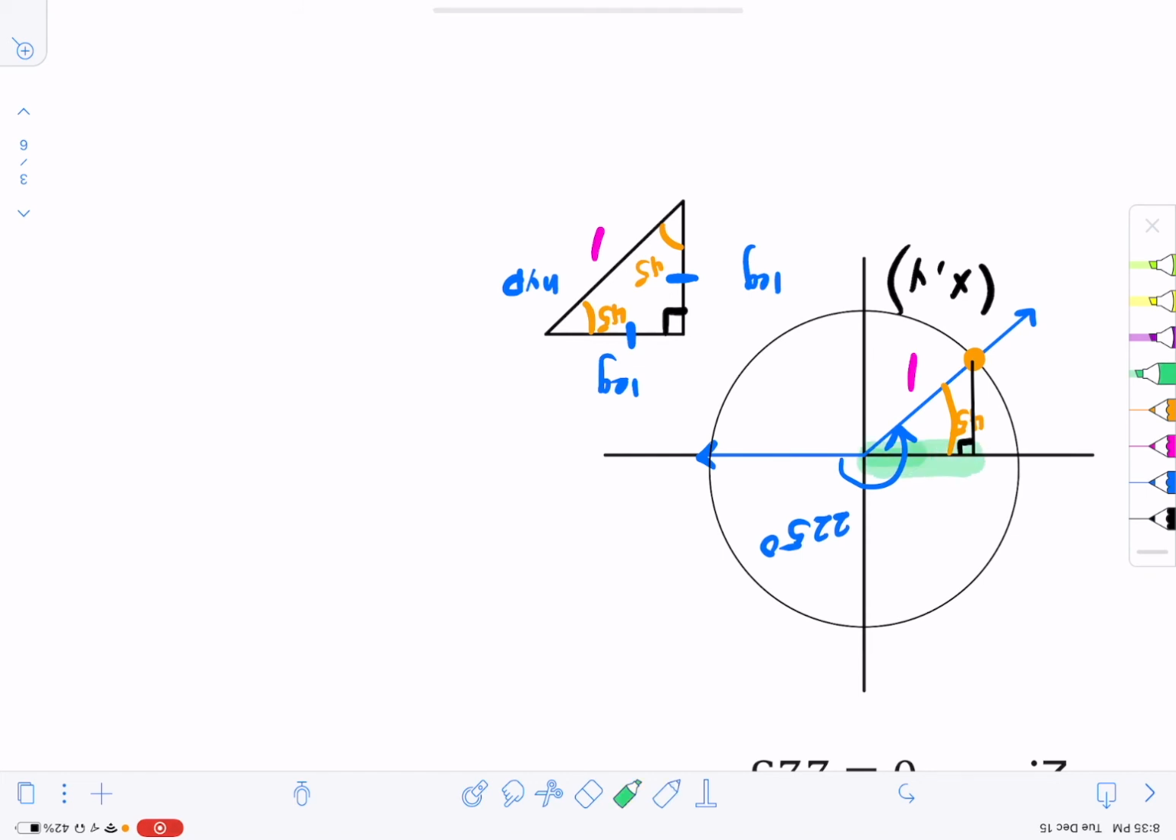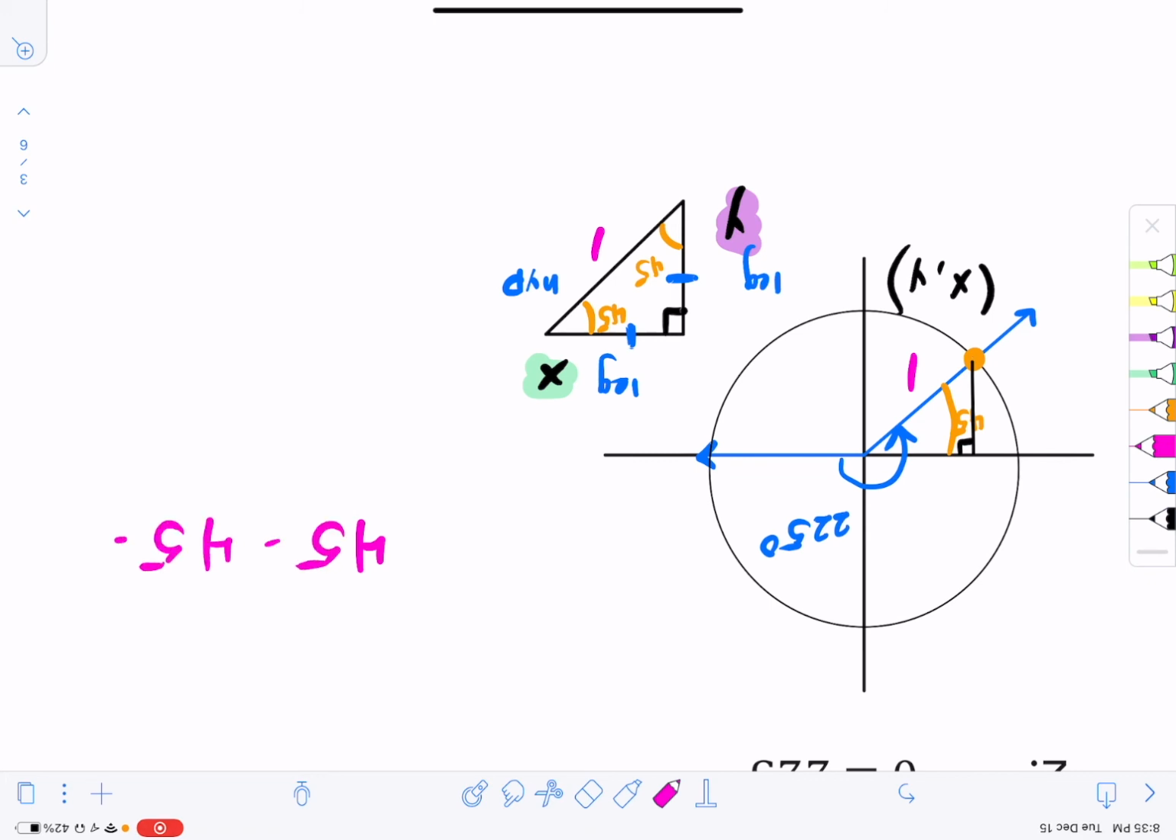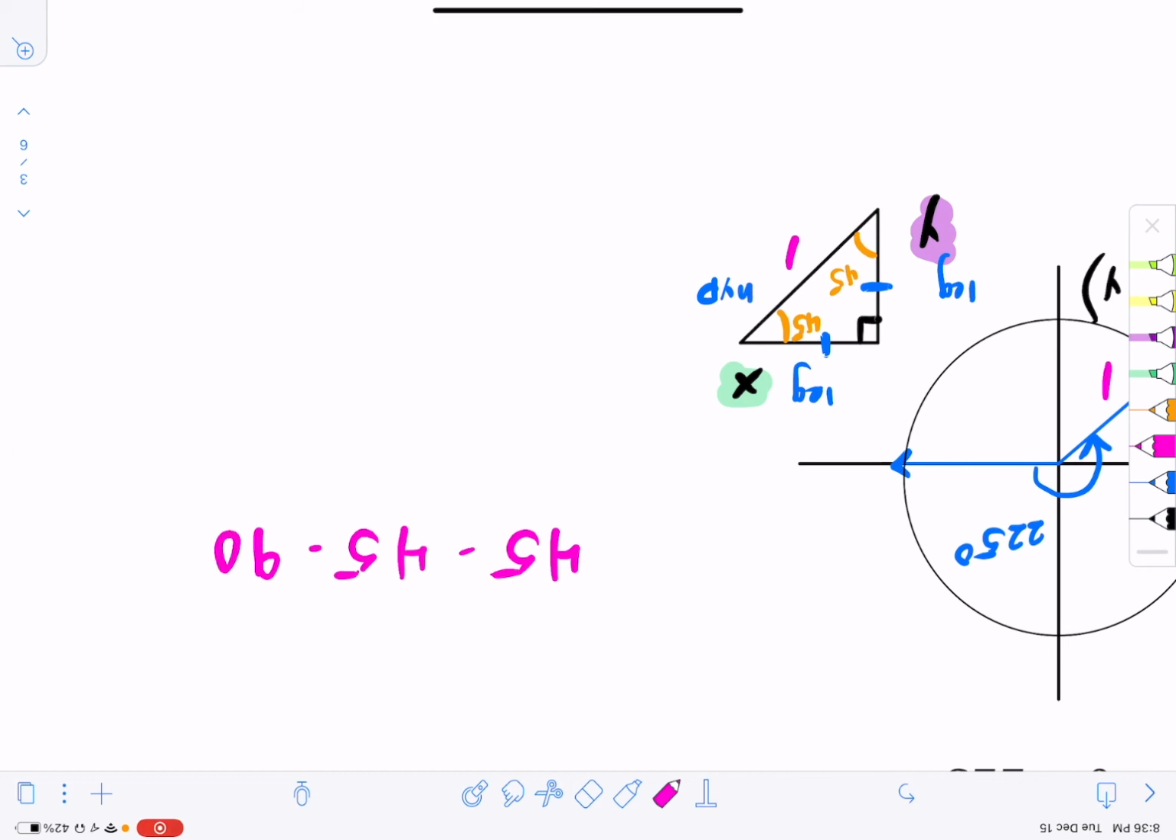I'm going to, just for the sake of explaining, label this part of the triangle x because it lies on the x-axis. And I'm going to label this part of the triangle y because that represents the distance traveling down on the y-axis. And now I can use my 45, 45, 90 triangles to solve for the missing side lengths, which will allow me to solve for the missing values of x and y.